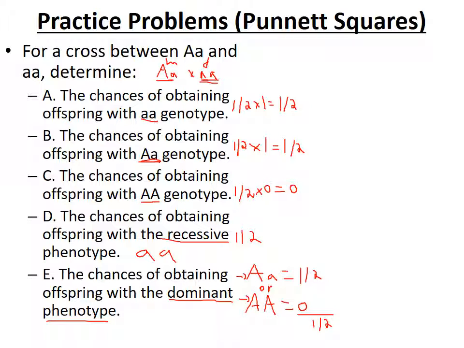So let's take a look at our Punnett square to see if we were right with that. So we have big A, little a at the top, little a on the side. We get big A, little a, big A, little a, little a, little a, little a, little a. And it looks like we're right. To get little a, little a, it's a 50% chance. Big A, little a, it's 50% chance. And we had no big A, big A at all. So we're right on all accounts, including the accounts down here.